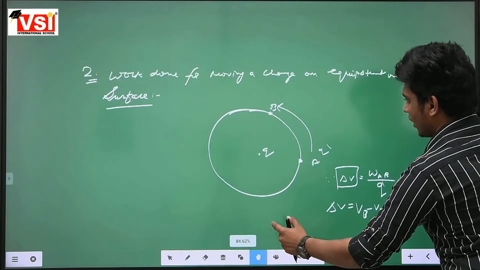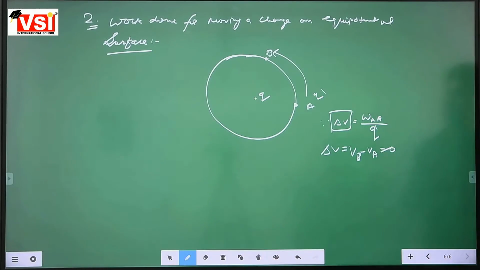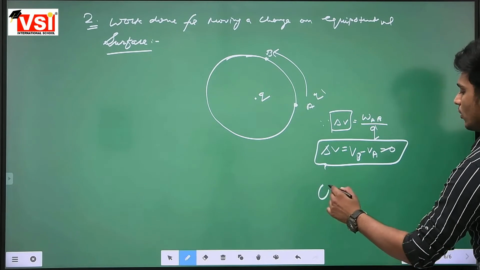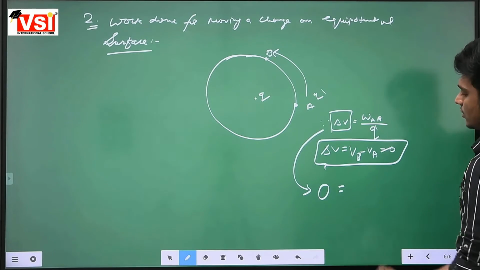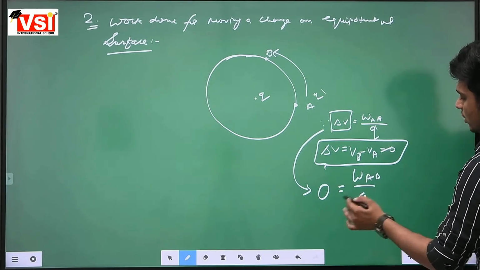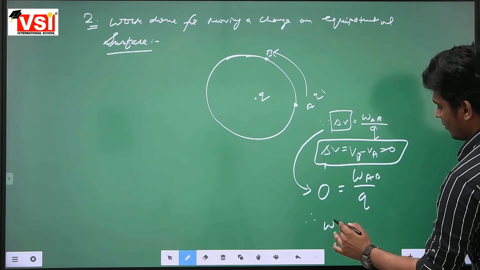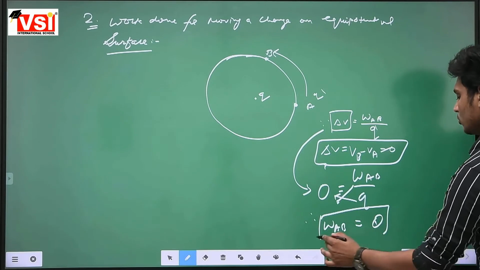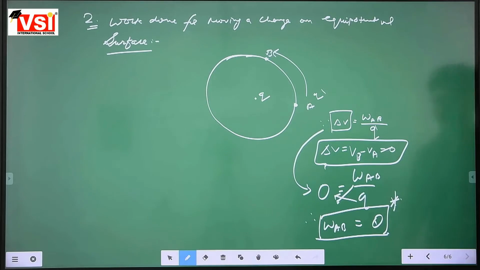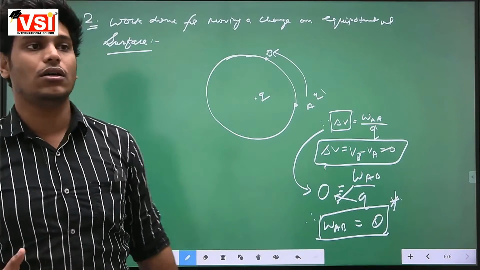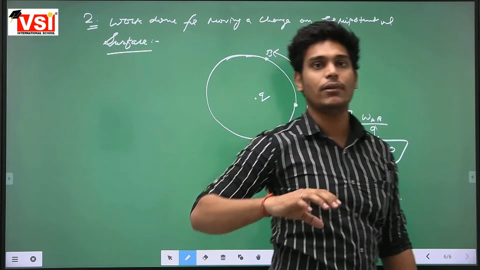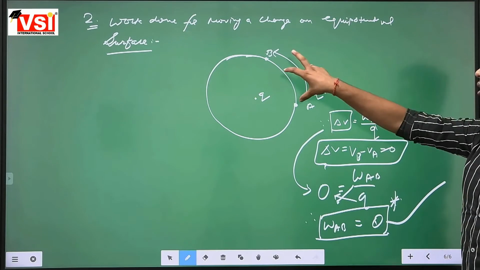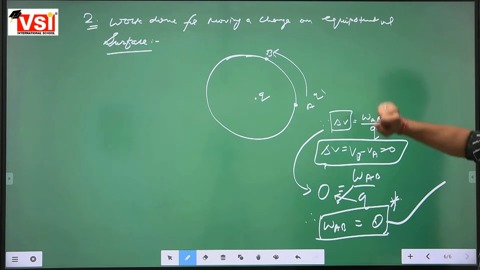So let's see what is going to happen. If points are placed on the equipotential surface, then the potential will be the same and the difference of the potential will be equal to 0. So if the electric potential difference is 0, then WAB upon Q is also equal to 0. Then, by cross multiplication, WAB is also equal to 0. It's a really interesting observation: if we do work on the equipotential surface in moving a charge from one place to another, then the work done will be equal to 0, because the potential difference between any points on the equipotential surface is 0.